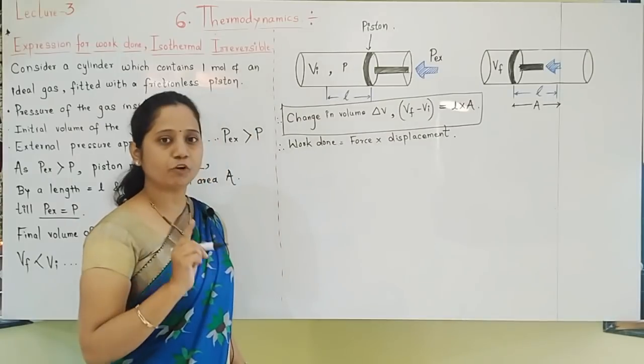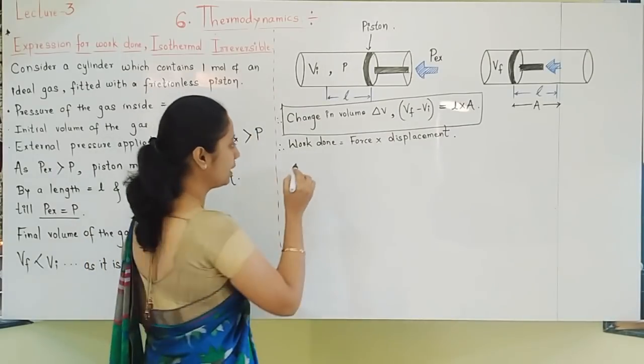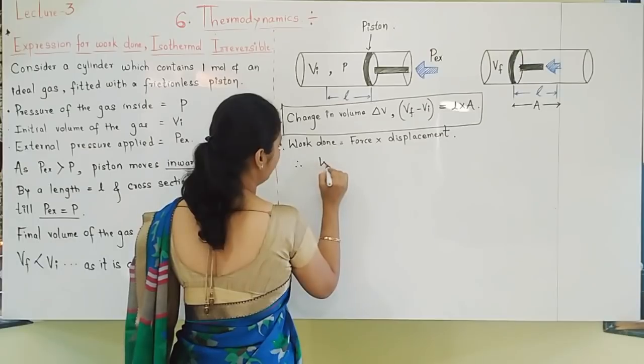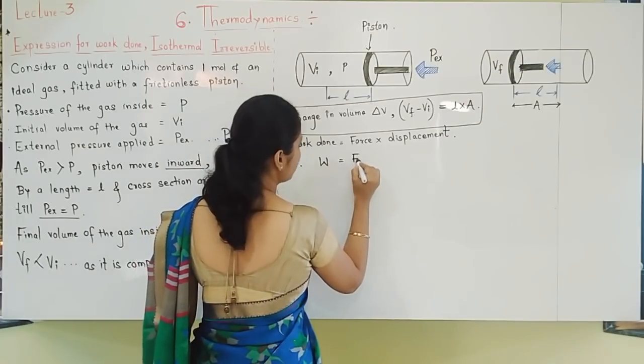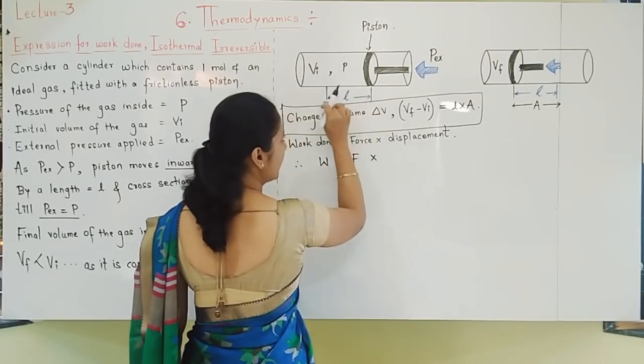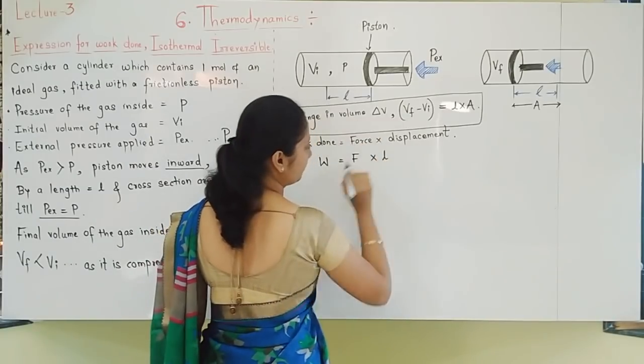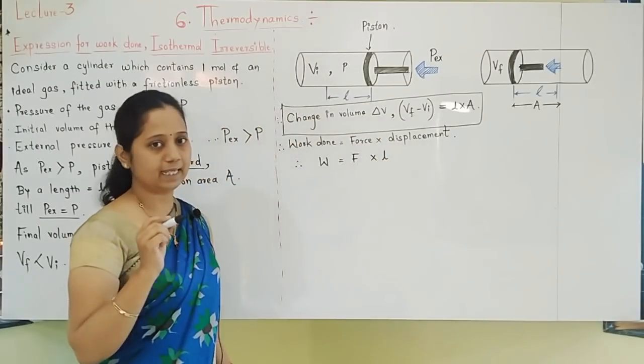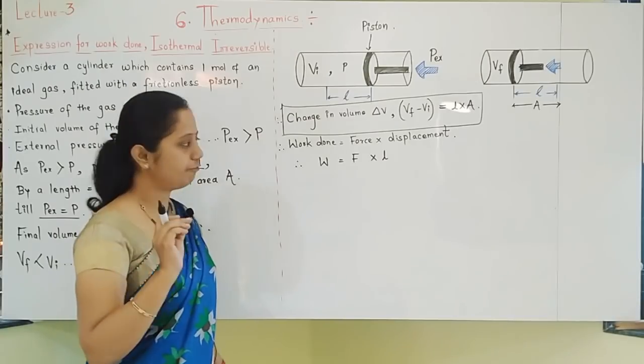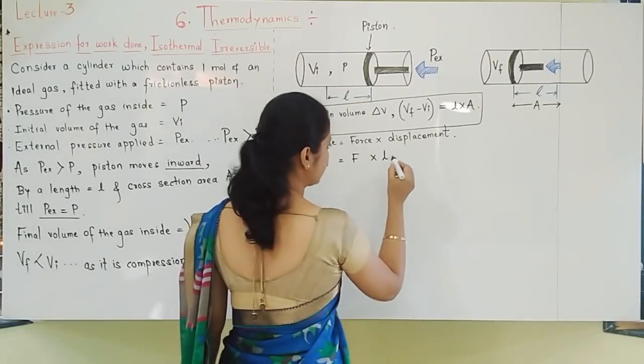Work done is equal to force into displacement. So W is equal to force, and how much displacement has taken? L. Displacement has taken L. The piston moves through a length of L. Okay. Next.